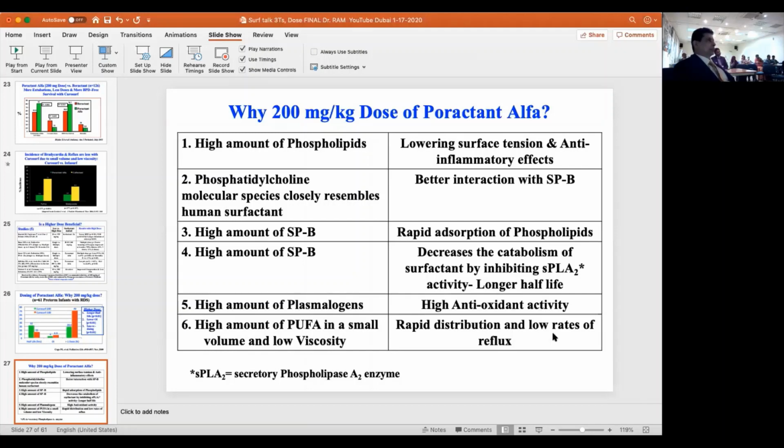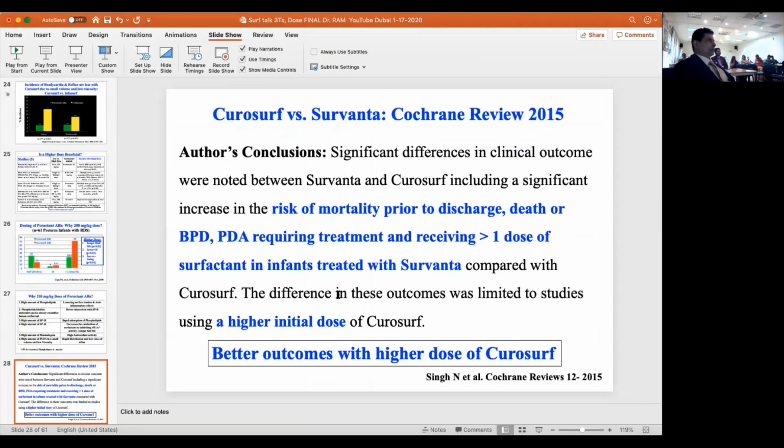Again, this is a Cochrane review. They found differences in clinical outcome between Surfactant and Curosurf, including a significant increase in the risk of mortality at discharge, death or PDA requiring treatment, and number of babies with one dose that were randomized to Surfactant. They concluded better outcomes. Again, all of these better outcomes, higher dose of Curosurf.